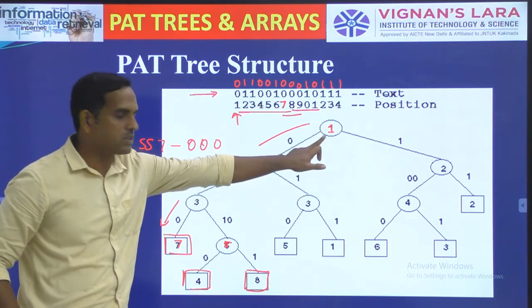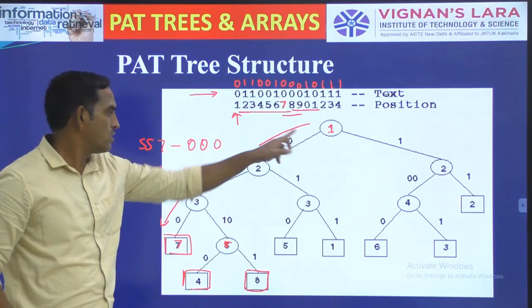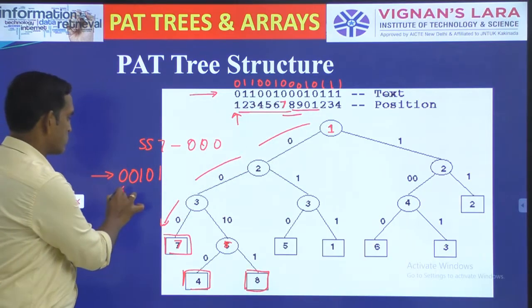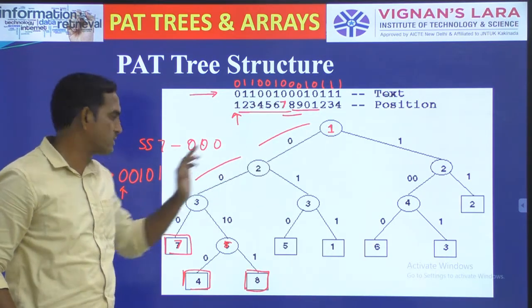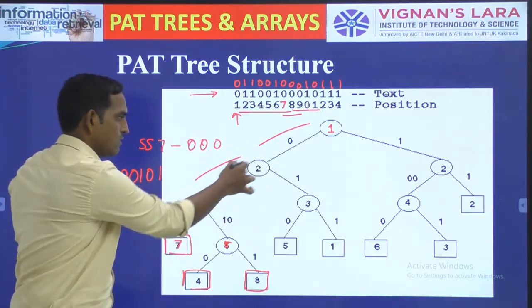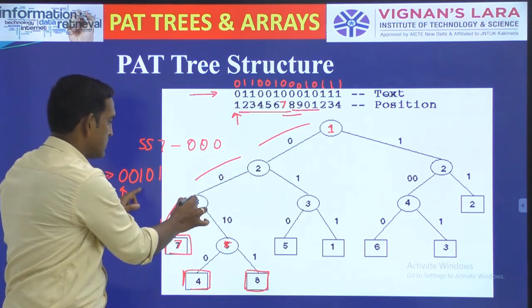So first there is a 1 placed in your root. So I am trying to search for 0. So I will go to the left side of your subtree. Then another 0. I will go to the other subtree. Then there is a 3 here.